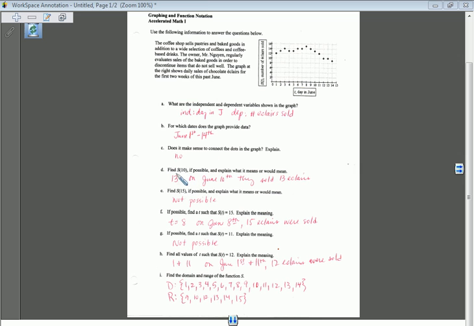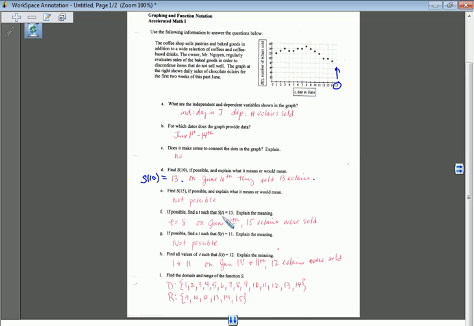Okay, then they ask you to use your function notation. Find S of 10 if possible and explain what that would mean. So what that means is on June 10th, that's our input, the date, they sold 13 eclairs. S of 10 equals 13. And so what that means is on June 10th, they sold 13 eclairs. Find S of 15. Well, here's the 15th, and we have no data on the 15th. So this is not possible. For the situation we were given, it is not possible to find S of 15.